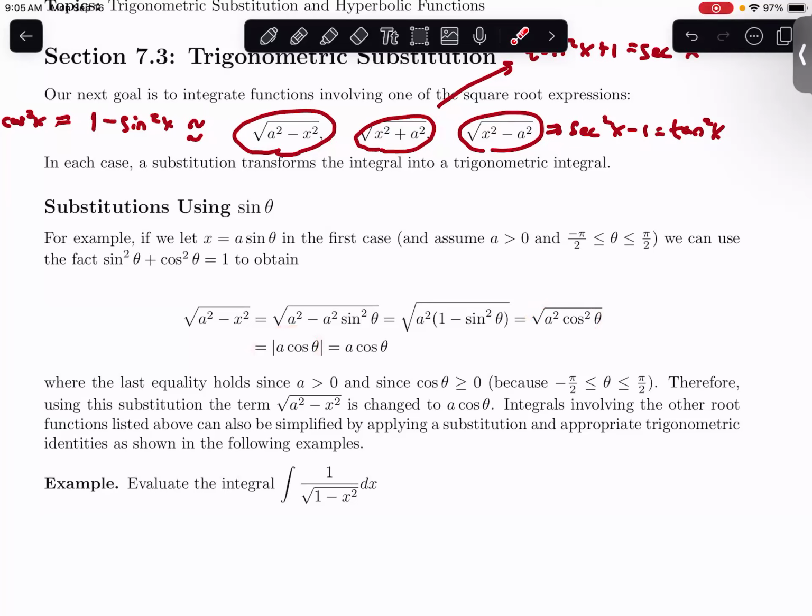But then we assumed also that a was greater than 0 and theta was between these two angles, which means both of these terms are positive, which means you can write this as being equal to a cosine theta, which is something you know how to integrate, right? This would just be a sine theta if you took the integral.